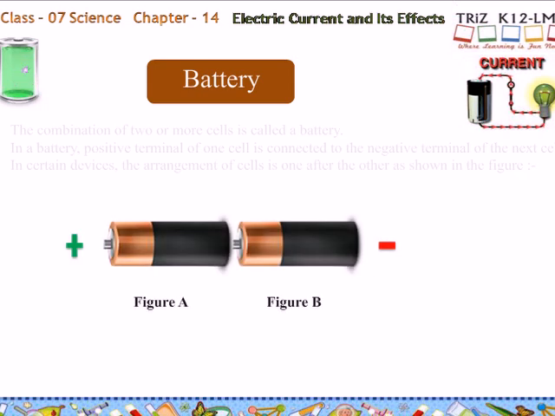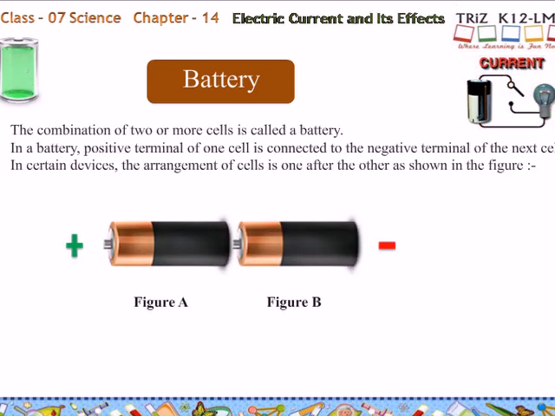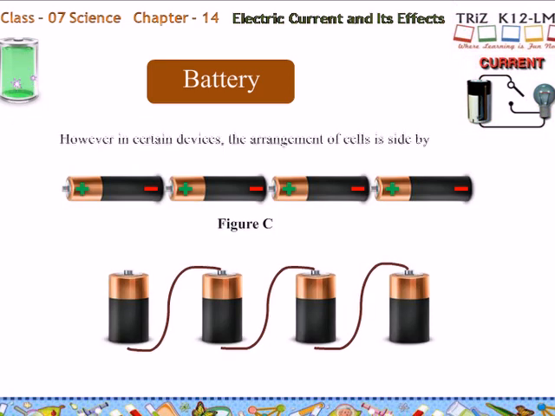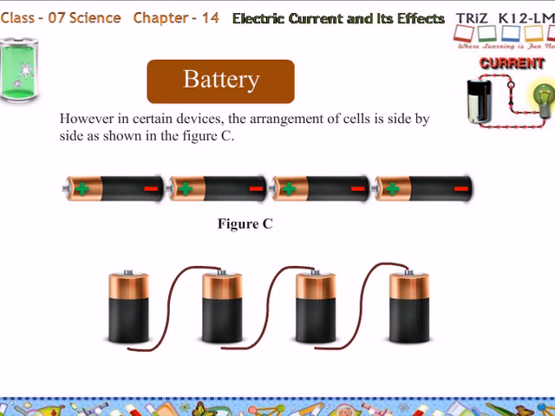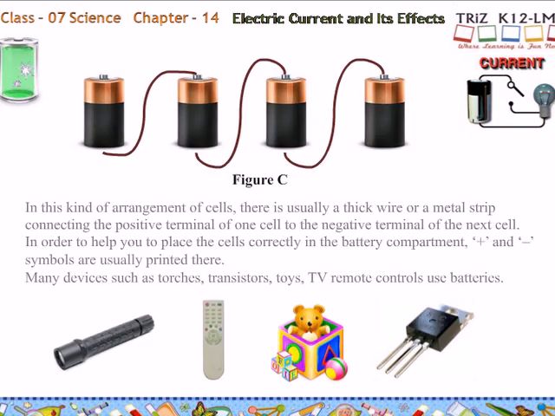Battery. The combination of two or more cells is called a battery. In a battery, the positive terminal of one cell is connected to the negative terminal of the next cell. In certain devices, the arrangement of cells is one after the other, as shown in figures A and B. However, in certain devices, the arrangement of cells is side by side, as shown in figure C. In this kind of arrangement, there is usually a thick wire or a metal strip connecting the positive terminal of one cell to the negative terminal of the next cell, as in figure 3.